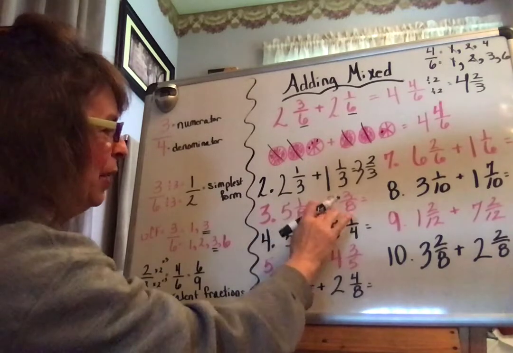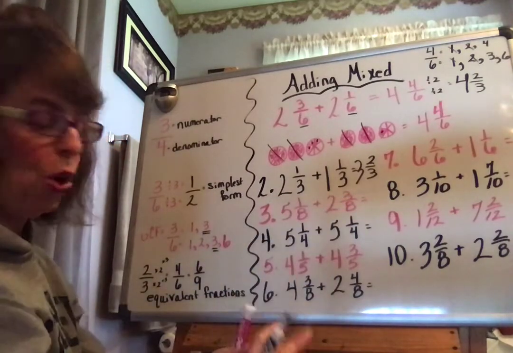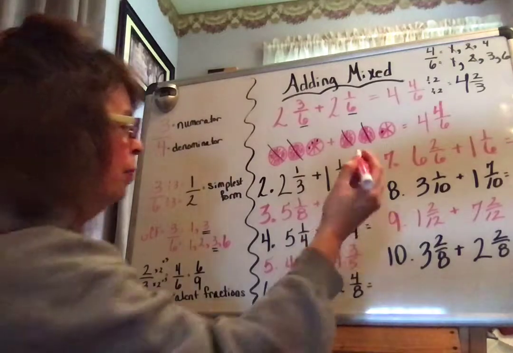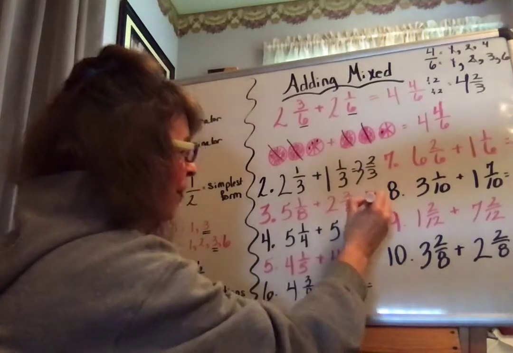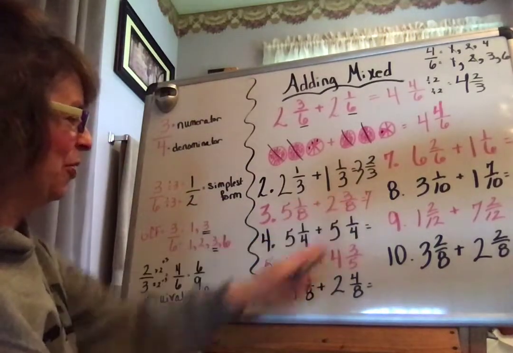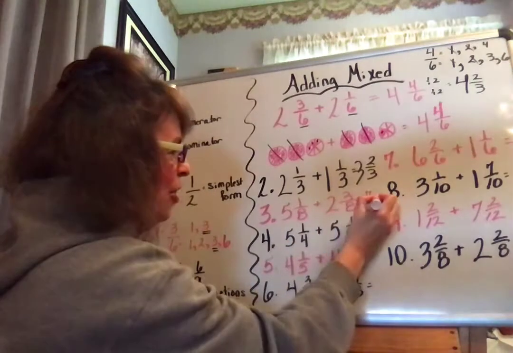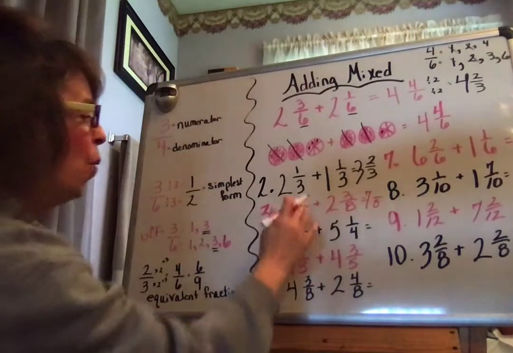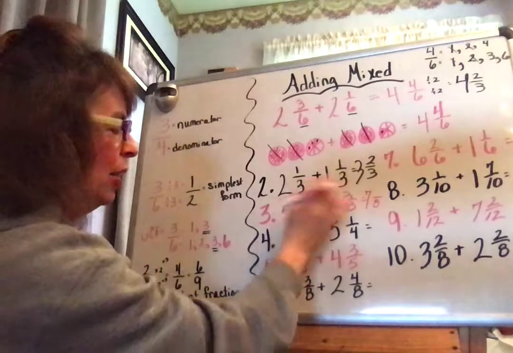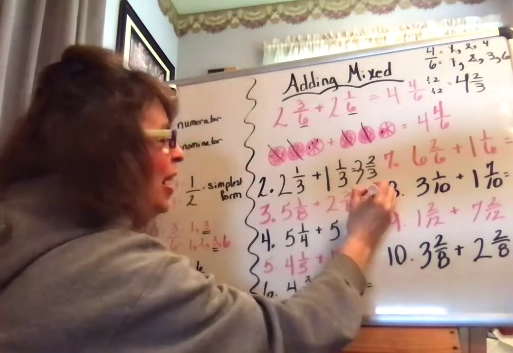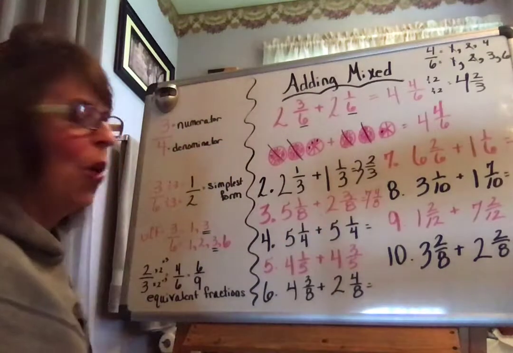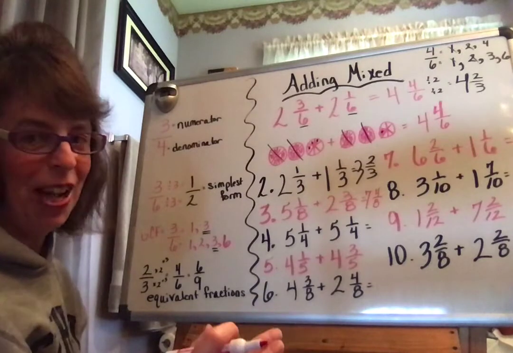5 and 1/8 plus 2 and 3/8. Take your wholes first. 5 whole plus 2 whole is 7 whole. 1/8 plus 3/8, you got your common denominator, so go ahead and put your 8s down. 1 plus 3, add your numerators, is 4. Oh my goodness, 4/8. You guys know this.